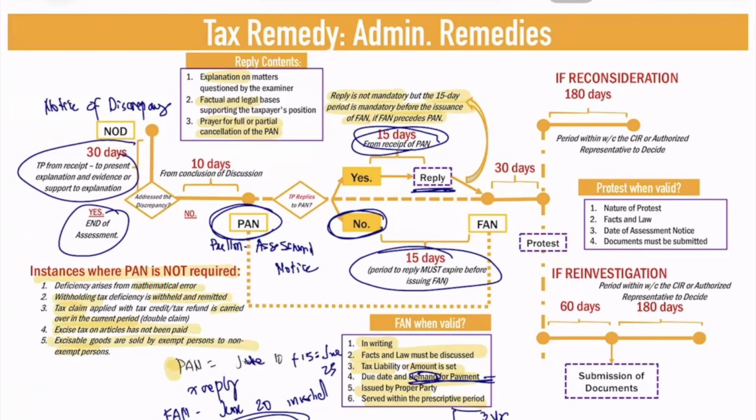O, ulitin natin. So, may notice of discrepancy. Within 30 days, pinag-usapan nyo na ni BIR yan. Kung naayos yung discrepancy, edi tapos na yung usapan. End of assessment. Paano kung hindi naayos yung discrepancy? From 10 days, from the conclusion of the discussion on the notice of discrepancy, the BIR can now issue PAN. But within 15 days, the taxpayer can reply to the PAN or will not reply to the PAN.